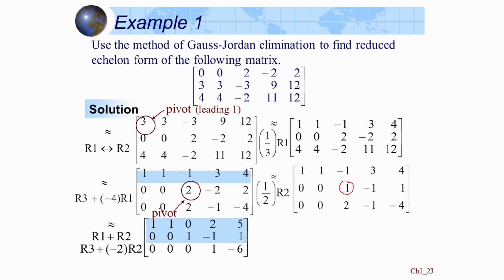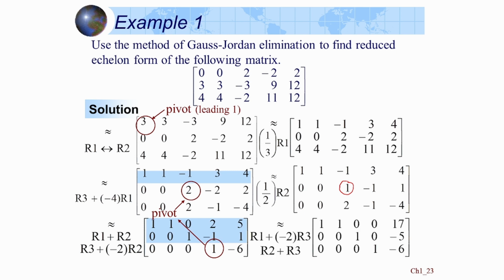R2 plus R3 and R1 minus 2R3. This is the last pivoting element. And we get this. And you see, the last matrix is the reduced echelon form of the initial matrix. Okay? And it remains to write the solution.